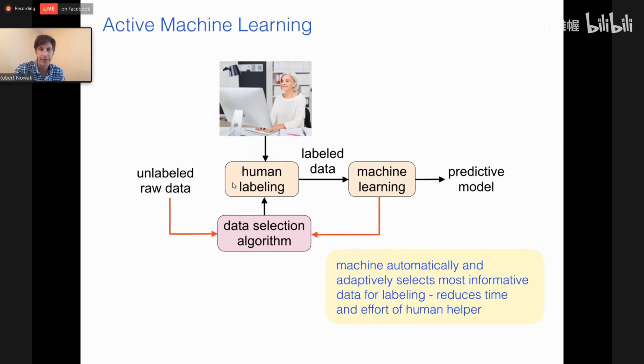Roughly, you can think about it this way: as the machine learns a predictive model, it can apply that predictive model to the unlabeled data. Then on examples in the unlabeled pool that it feels especially uncertain about, those are the ones it will ask the human expert to provide labels for.